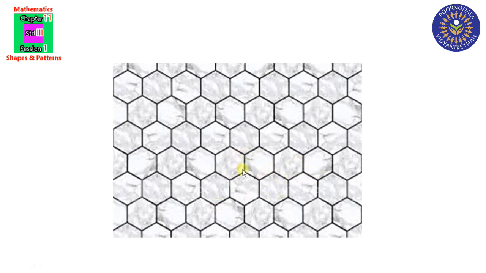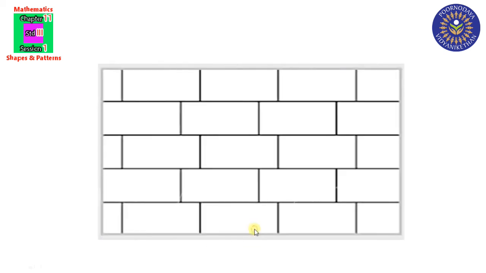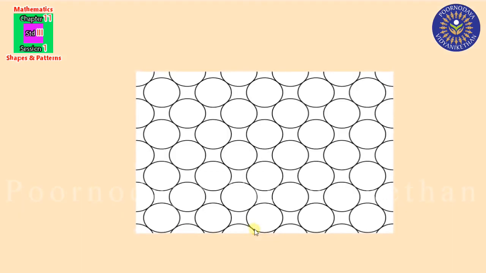See here, there is no gap between any two tiles. So this is known as tiling. But now you look here, these are another arrangement. But here you see there are some gaps between two tiles. So it is not called tiling. Such arrangements are not called tiling.